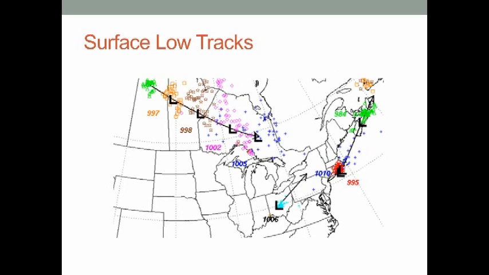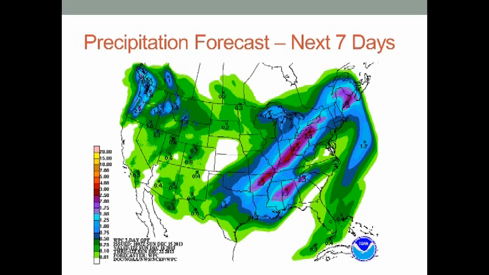Now, when I look at the surface low tracks here, I really don't see any really strong lows or developed lows, so there will be some precipitation over the Corn Belt. But right now, it doesn't look like anything all that significant because I just don't see that strong a system this week. Having said that, here's your forecast for rainfall and snow, the precipitation forecast.